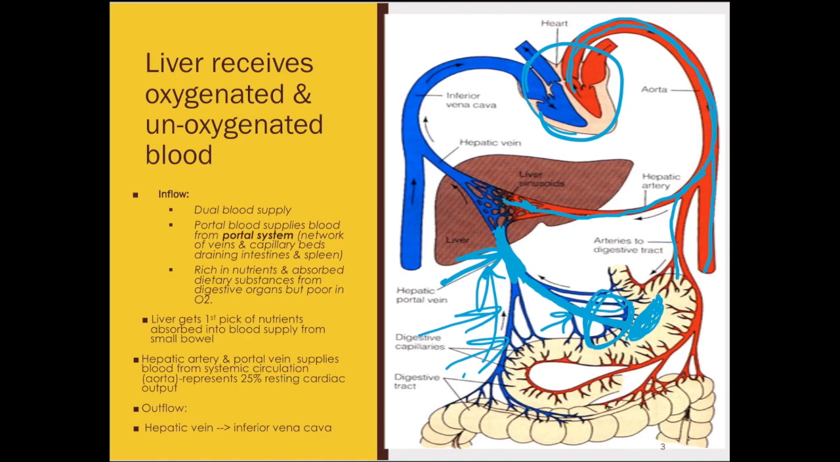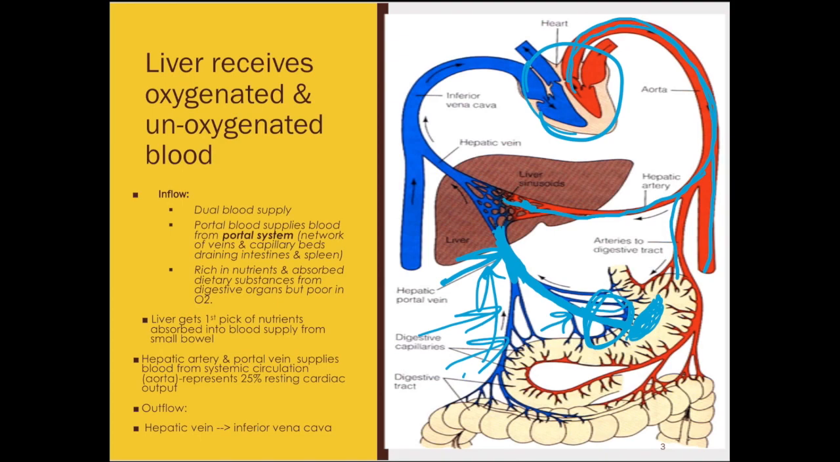So the blood that's leaving the intestines that is very, very nutrient rich has absorbed all of the dietary substances that we've eaten. That is on its way back to the heart, but on the way it takes a pit stop at the liver so that the liver can do its job. And the liver gets first pick of all of those nutrients. You remember I said on the last slide that about 25% of the cardiac output goes to the liver? Well, much of that, about 70% of that, is actually coming through the hepatic portal vein from the intestines.